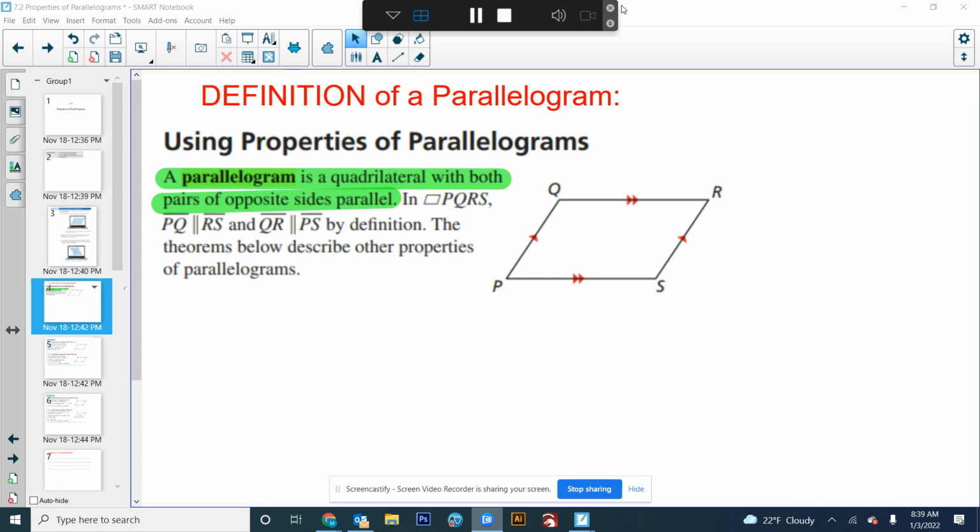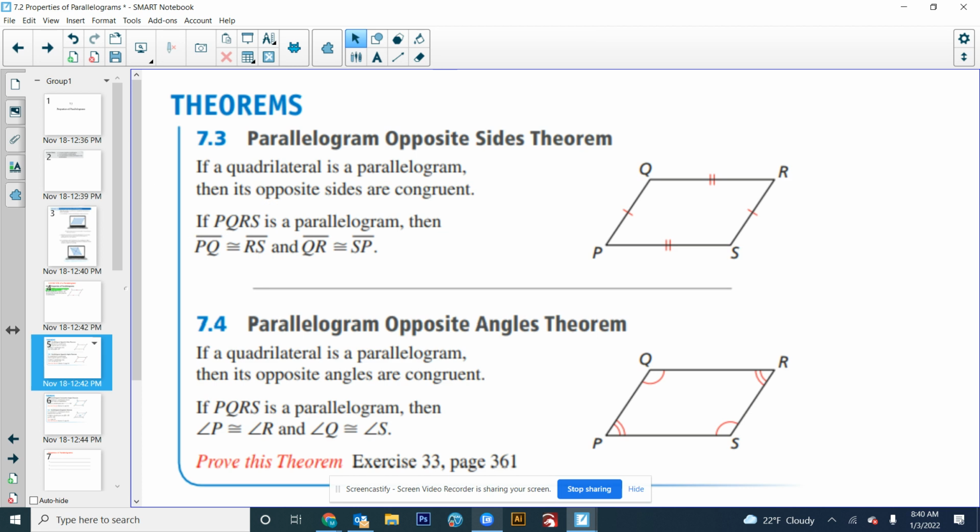Good. So that is the definition of a parallelogram. So in your mind, categorize that. That is the definition. Quadrilateral, so four sides. Two pairs of opposite sides that are parallel. All right. Now let's get into some properties. Now, before you start writing these down, I think we're going to be able to find a shorter way to write this out.